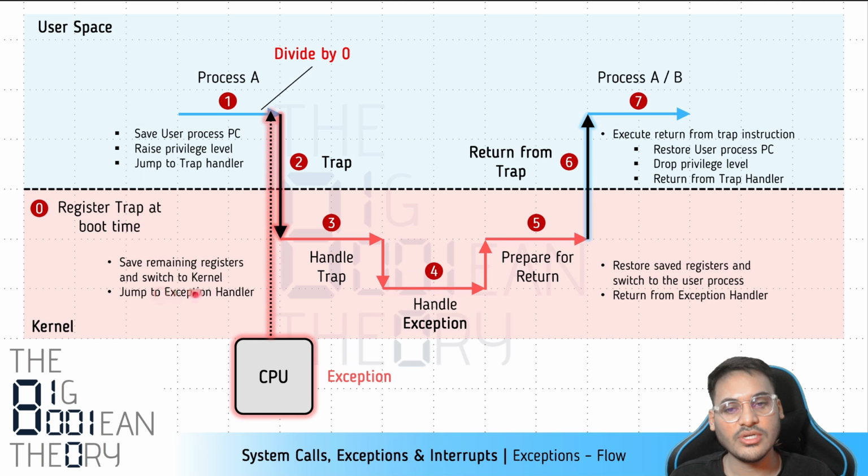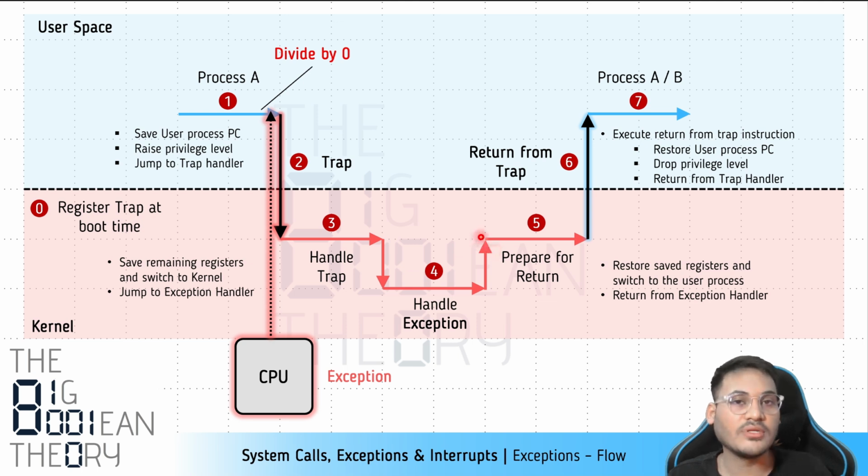So here we jump to the exception handler. Now we'll return from the exception handler. So the jump happened from the trap handler to the exception handler. So the return will happen from the exception handler to the trap handler. In the trap handler, we saved the registers of the user process and replaced them with kernel registers. Now we'll switch from kernel registers to the user process registers that we had saved.